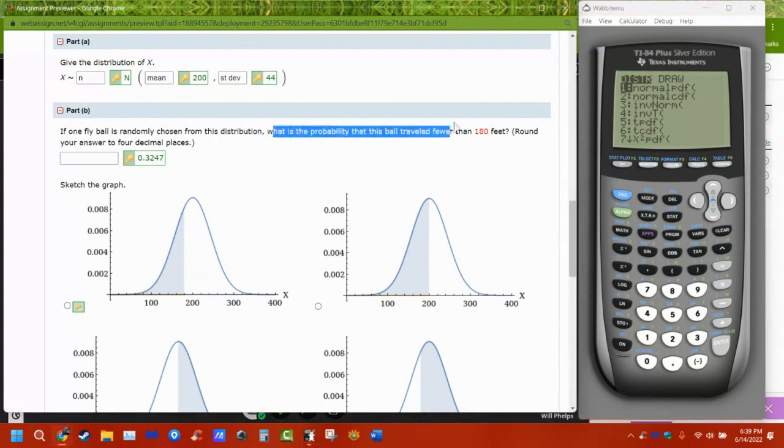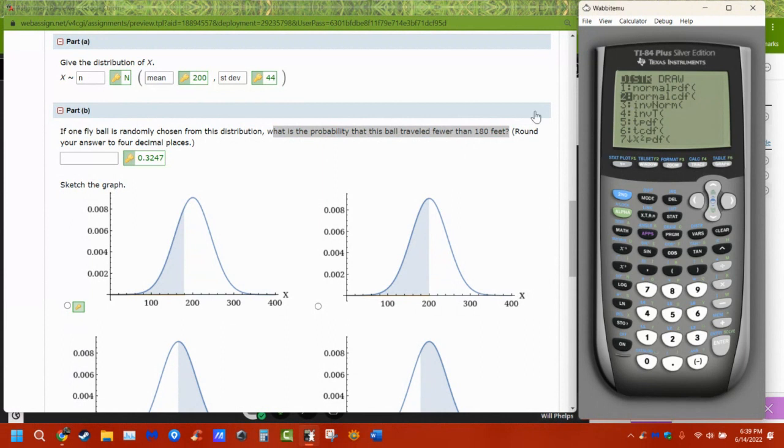So to find the probability that something is fewer than 180 feet, we're going to use CDF. Because this is a normal distribution, we're going to go to normal CDF. It's going to ask us for the lower bound, and it already puts that value in. This number is technically negative infinity, the smallest number you can put in, a negative 1 with 99 zeros behind it. That's as far away as we can get. And the biggest number we're going to have is a positive 1 with 99 zeros.